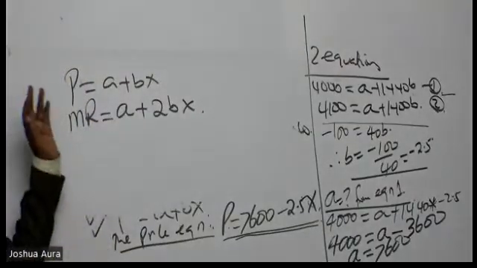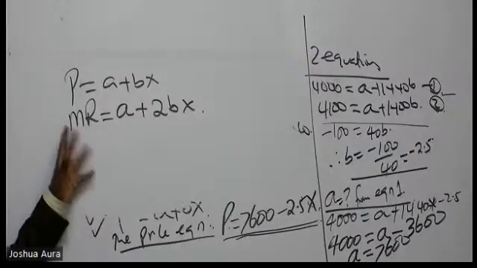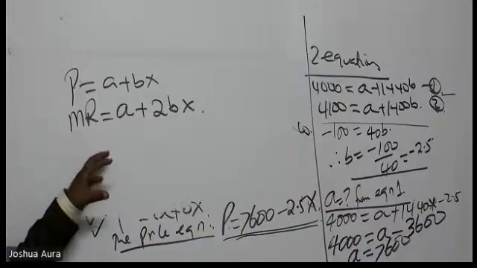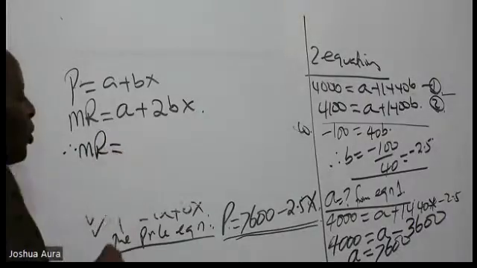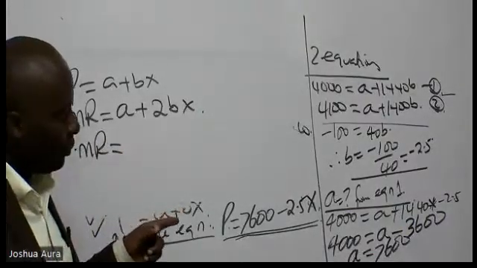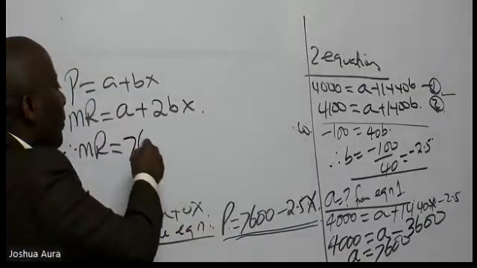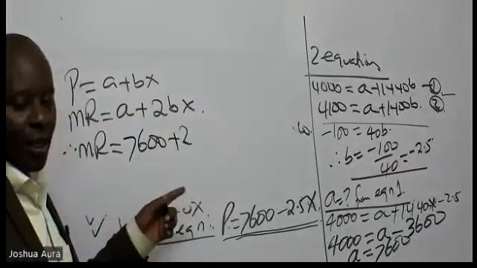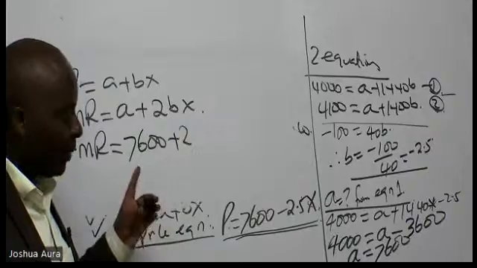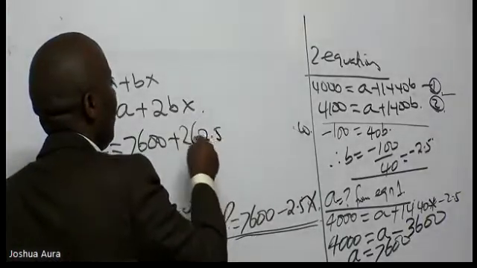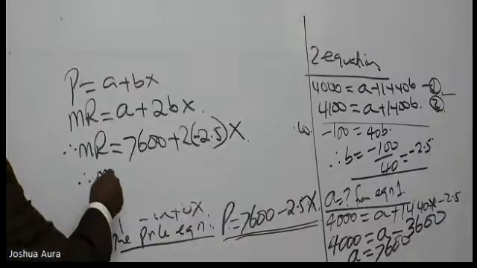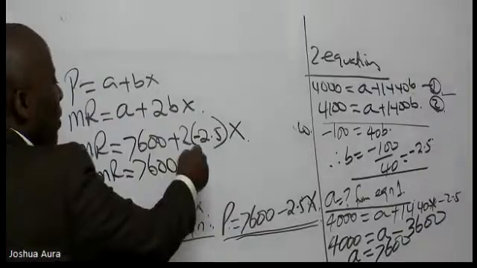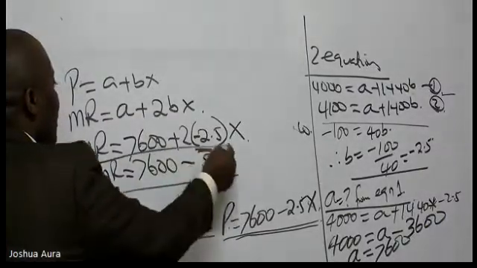In my class, I must have told you that if price is A plus BX, then always marginal revenue, you can take this shortcut where you say marginal revenue is A plus 2BX. Now listen, in this question, do we know what our A is? 7,600, isn't it? Plus 2, do we know the value of B? Minus 2.5. Then of course, X, we don't know X. So my marginal revenue will end up being 7,600 minus 5X. This is the answer.